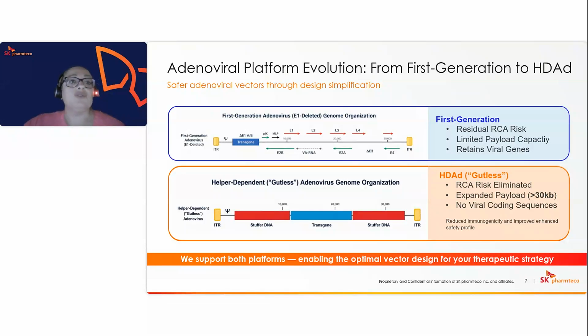Overall, the evolution towards simplified vector design enables more flexible therapeutic strategies while supporting improved safety and larger transgene capabilities. And at SK Pharmteco, we support both first generation and HDAd platforms, allowing us to tailor vector design to the specific needs of each program and therapeutic application.